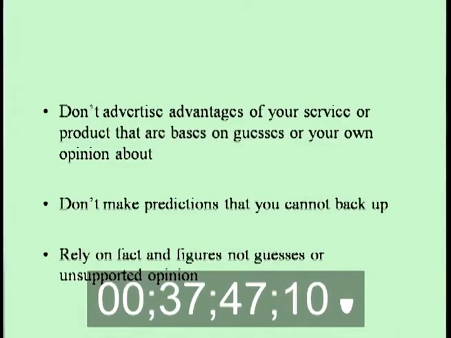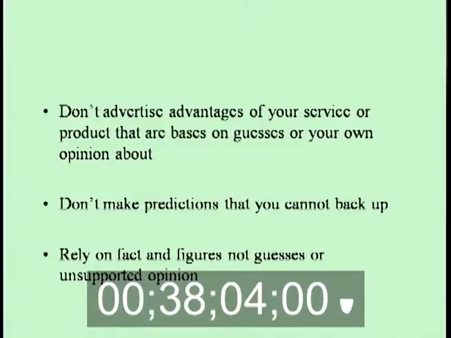Don't advertise advantages of your services or products that are based on guesses or your own opinion. Make sure it is scientifically proven. Do not predict what you cannot back up. And rely on facts and figures, not guesses and unsupported opinions. Next.